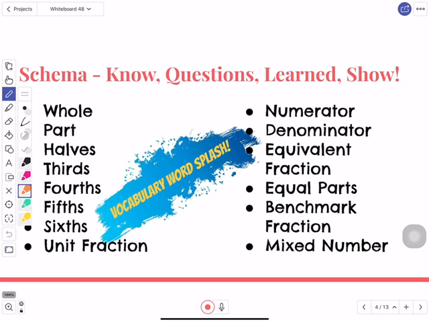Okie dokie, now look at this vocabulary word splash. I included all of the vocabulary words that you will know and use by the end of Unit 5. You may already be familiar with some of them, so look them over. And then if you'd like, you can include your knowledge of these different vocabulary words on your "know" Post-it note.